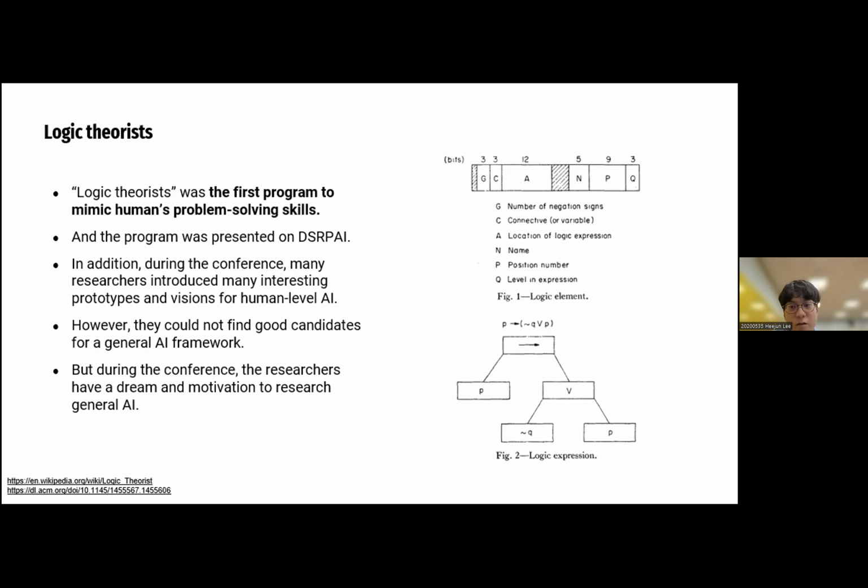In addition, during the conference, many researchers introduced many other interesting prototypes and versions of human-level AI. However, they could not find good candidates for a general AI framework because they mostly lacked computation power and were at the very beginning of this concept. But during the conference, the researchers had a dream and the motivation to research general AI for the next 20 years. This motivation kept up the AI research community. And this is why the conference in 1956 is considered a remarkable starting point in the academic area.